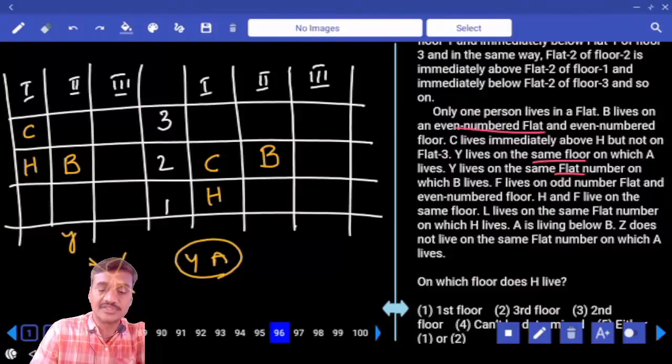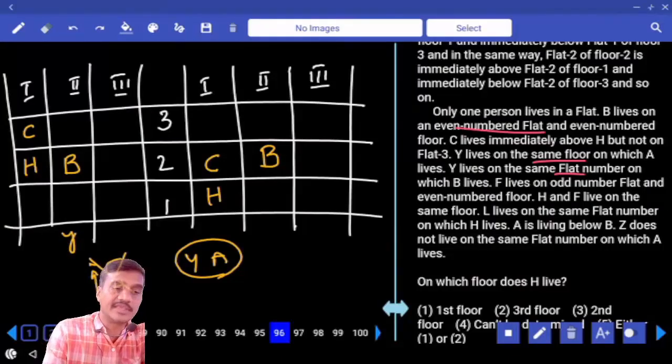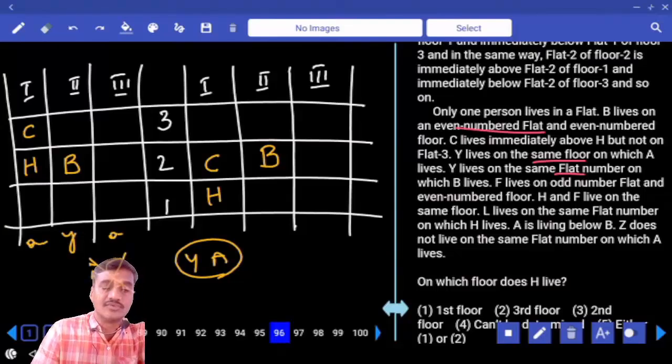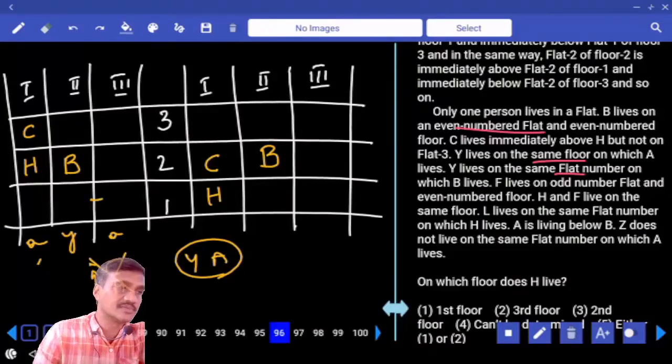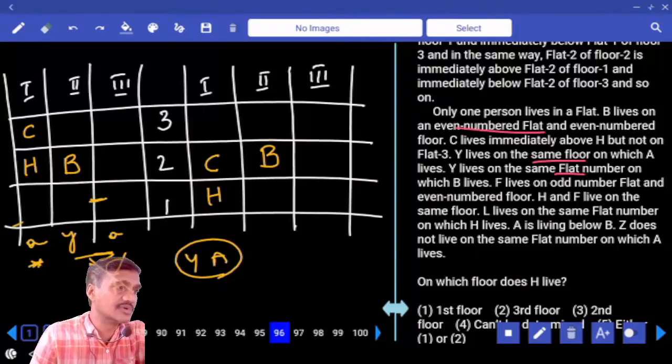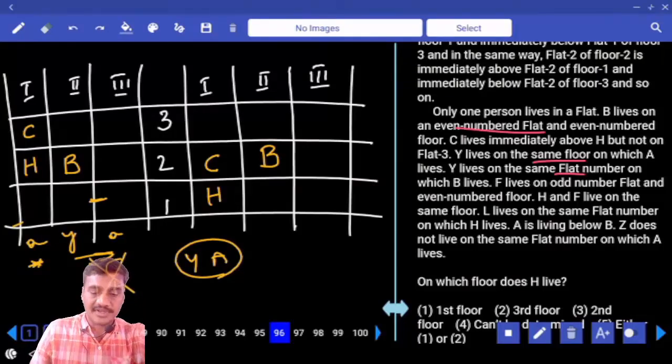If Y is on the 2nd flat, where should A be? A can be either on the 1st flat or this one. Clear? Suppose A is on the 1st flat, then only floor number 1 is possible, right? Here it is the 1st flat. And if not there, and Y and A are like this, then it comes here. If it is in the 1st flat, we have this possibility. Then the next one, Y and A.